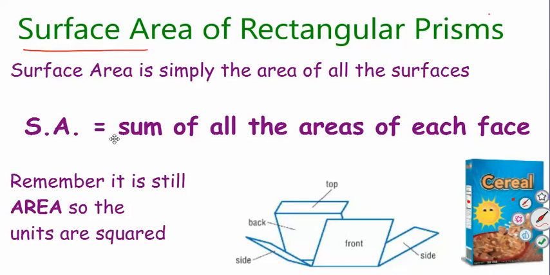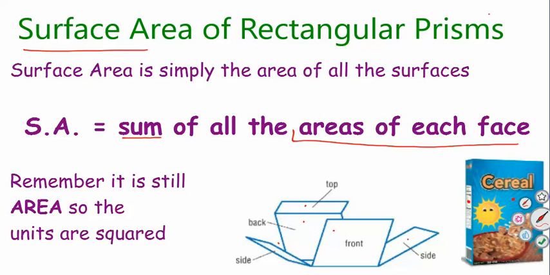The surface area is simply the sum of all of the areas of the faces. Remember, I just said a rectangular prism has 6 faces, so I need to find the area of each of the faces. If you look at this cereal box here, please don't get volume and surface area confused. Volume is simply length times width times height. It's very easy. Surface area, not so much. You're going to have to find the area of each one of these 6 faces, and then add them together.